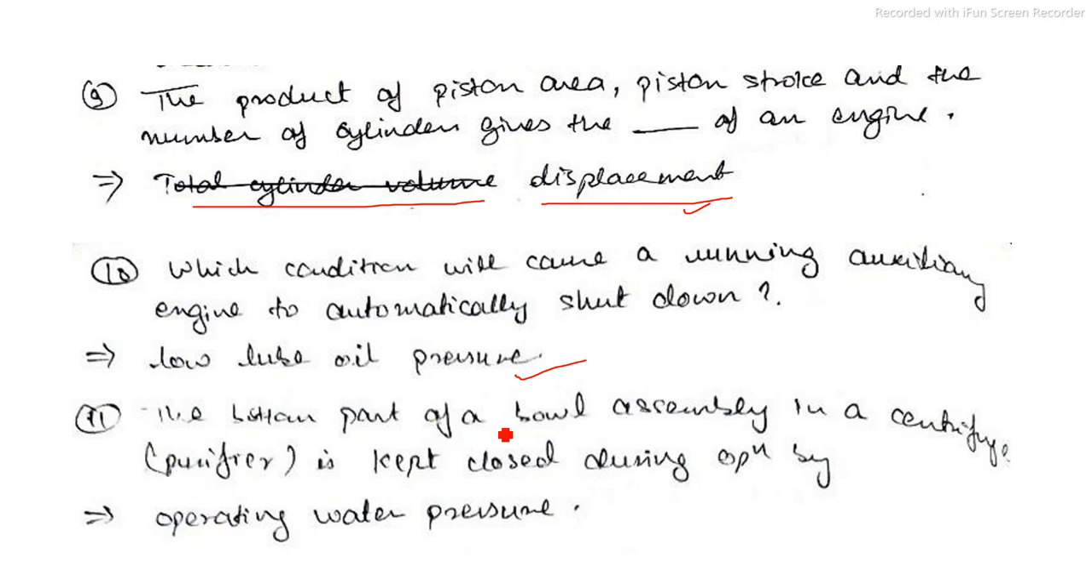Then the bottom part of a bowl assembly in a centrifuge or the purifier is kept closed during operation by the operating water. The operating water is used to maintain the centrifuge or the purifier in a closed condition. So this answer is operating water pressure.